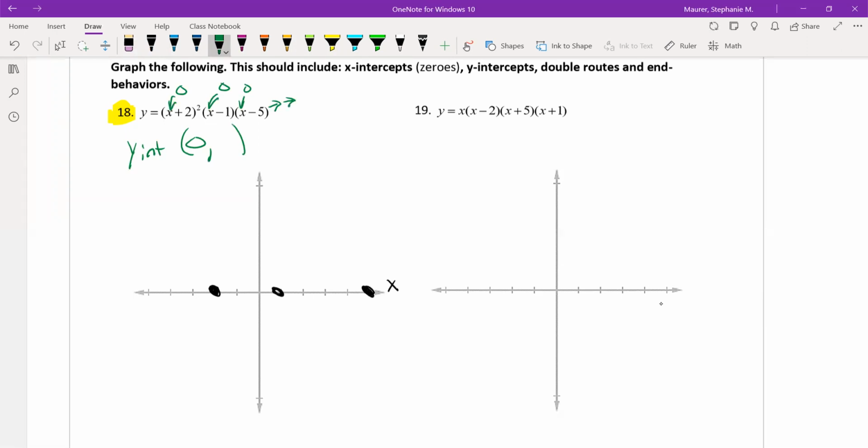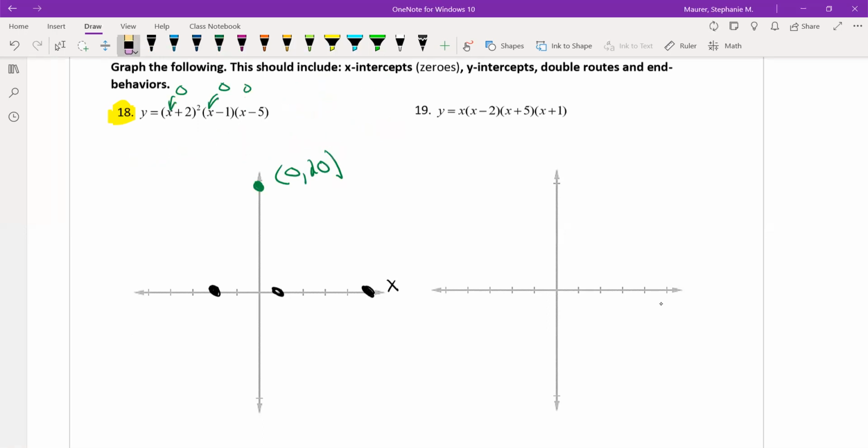So if I plug in a 0, I'm going to get 0 plus 2, which is 2. It is being squared. Times 0 minus 1 is a -1. Times 0 minus 5 is a -5. So this would give me ultimately 4 times +5, giving me 20. So my y-intercept is at 0, 20. So I'm actually going to put this up here. I'm just going to label it as 0, 20 for now, and that should be enough for us. So there's the y-intercept.